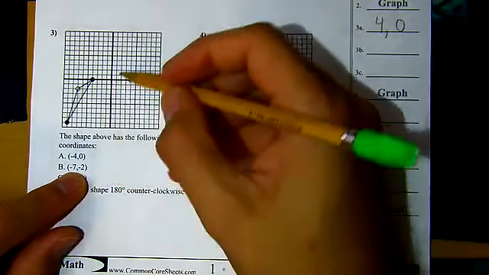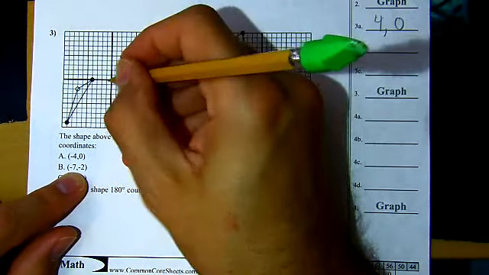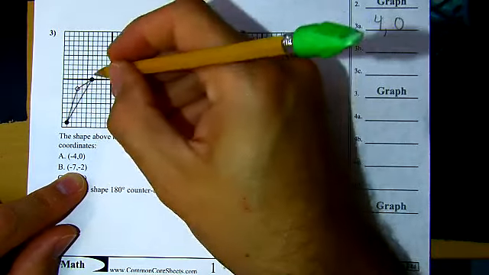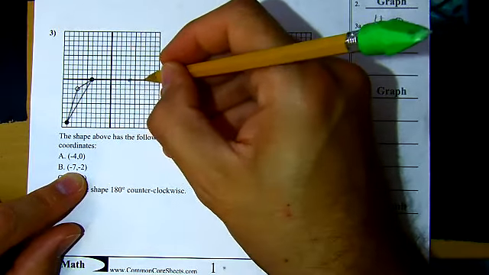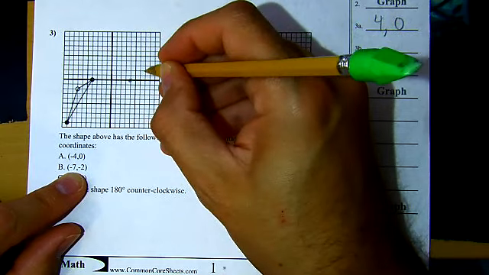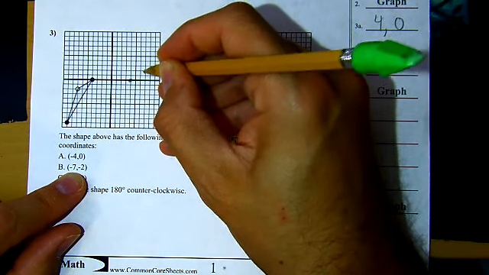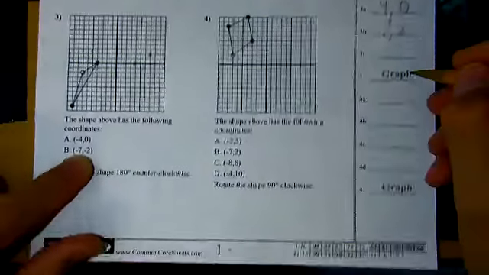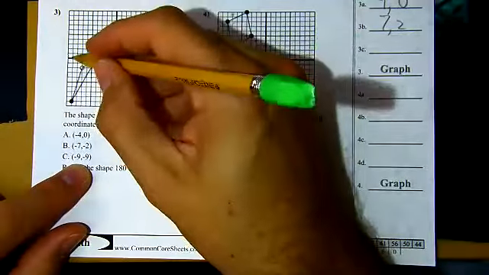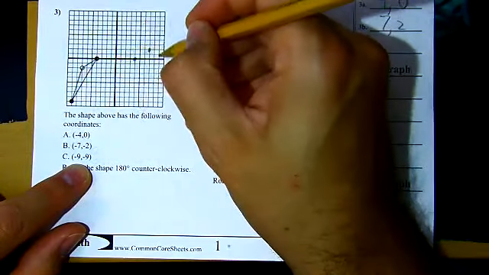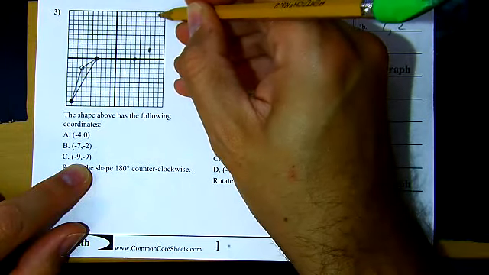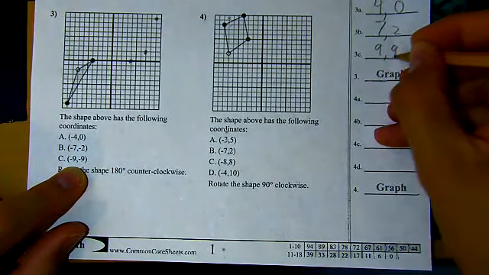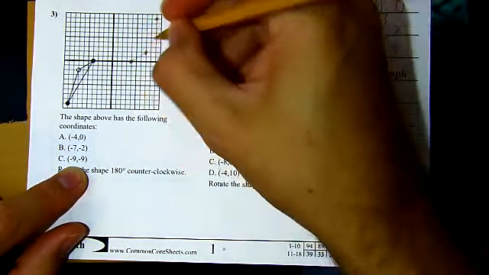Negative 7, negative 2. So 7 backwards, 2 down. So we're talking about that one. What we're going to do is go 7 this way and then 2 up. So we're at 7, 2. Negative 9, negative 9 is actually going to turn into positive 9, positive 9. And there is our new shape.